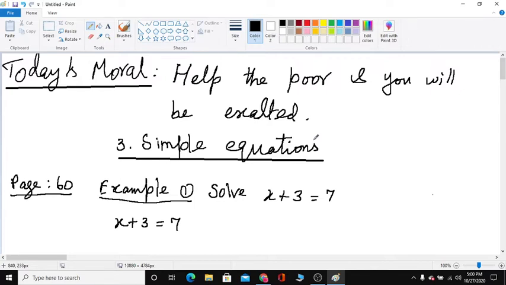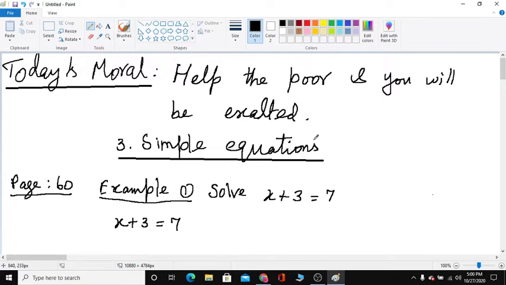I explained how to solve the equation by the trial and error method. You have already learned it in 6th class. Now a new method, the second method: how do we solve the given equations without transposing the terms?